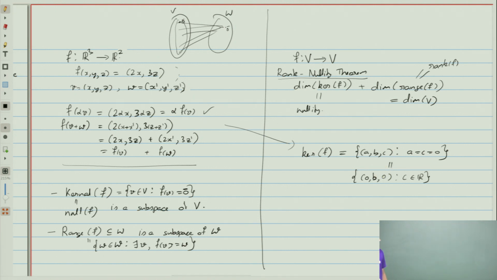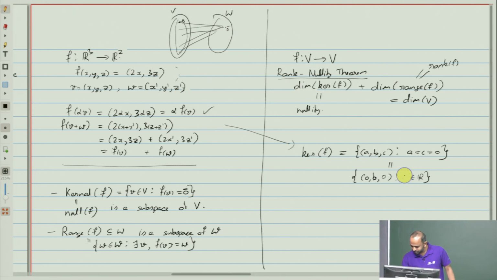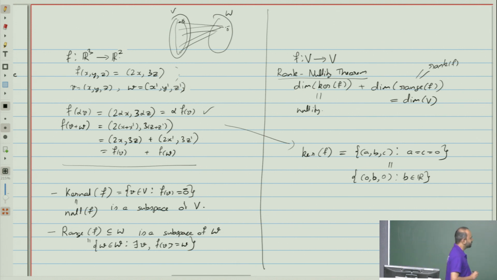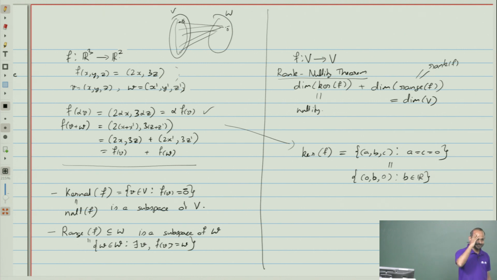And what is the dimension of that set? Sorry, b belongs to real numbers. Yeah, b belongs to R. Not b belongs to R, it's just b not equal to 0. That's more precise. No, b can be 0 also. If b is 0, the 0 vector will always be mapped to the 0 vector. If it is a linear transformation, the 0 vector will always be mapped to the 0 vector. Otherwise, it is not a linear transformation.